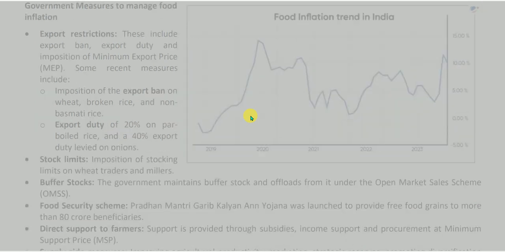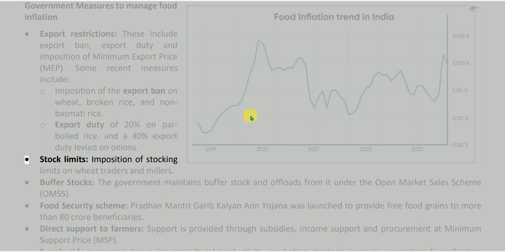Government measures to manage food inflation. Export restrictions. These include export ban, export duty and imposition of minimum export price, MEP. Some recent measures include imposition of the export ban on wheat, broken rice, and non-basmati rice, export duty of 20% on parboiled rice, and a 40% export duty levied on onions.